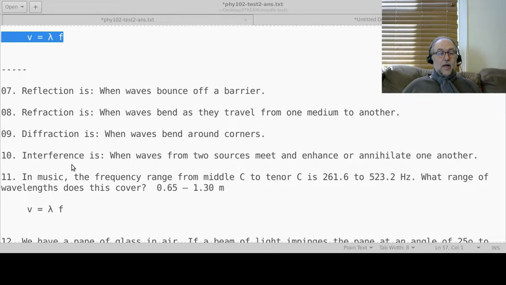The waves will literally start to wrap themselves around that corner. Interference requires two or more sources, so it's when waves from two sources meet, and you can get either enhancement of the waves or annihilation of the waves. If you're in a region of space where crest is meeting crest, you get enhancement. If it's a region where trough is meeting trough, it's also an enhancement, but where you have crest meeting trough, they annihilate one another.